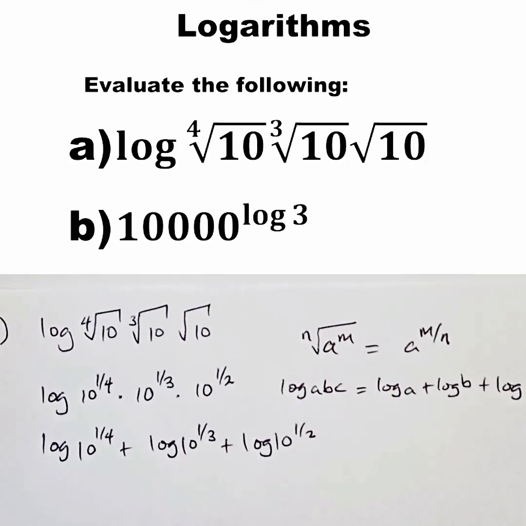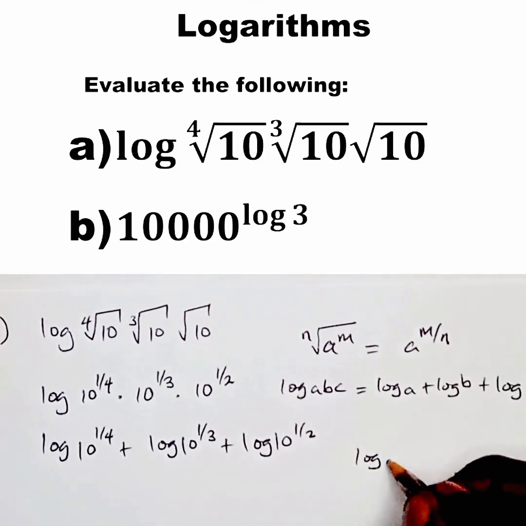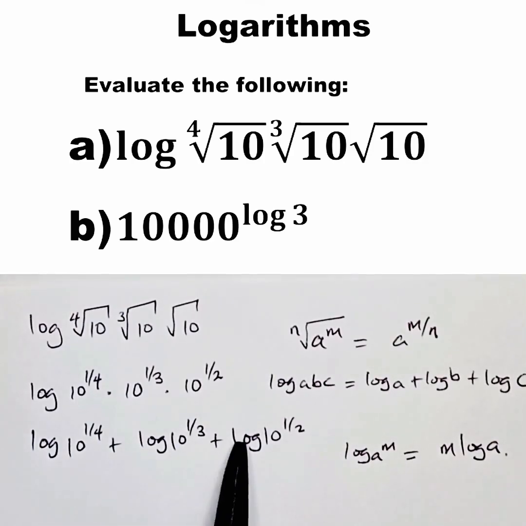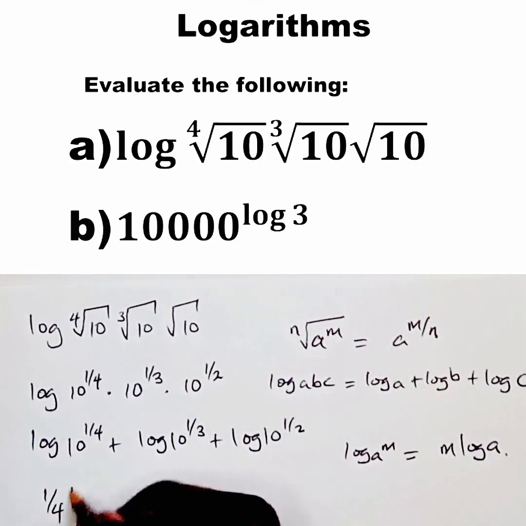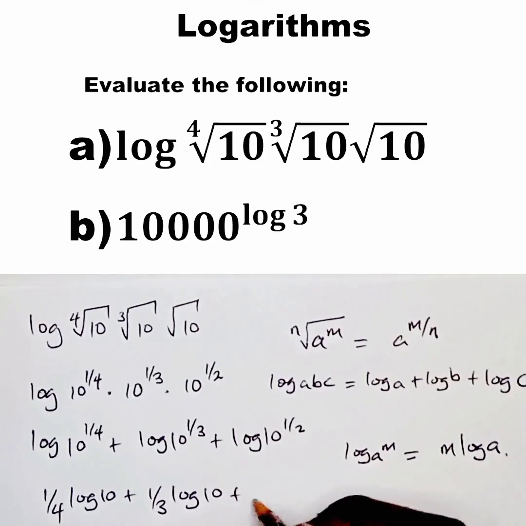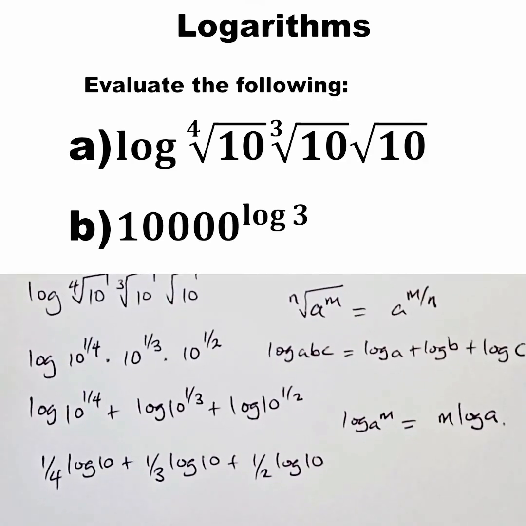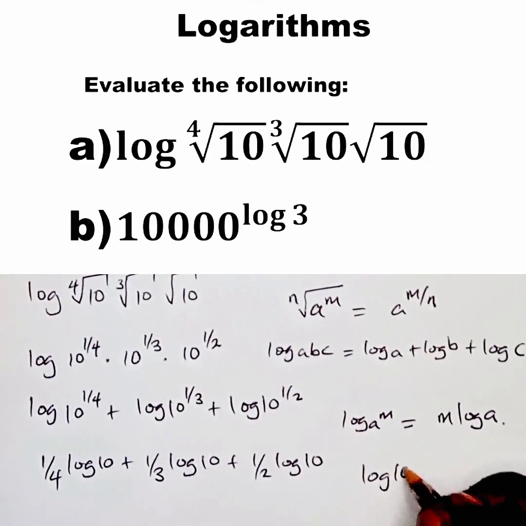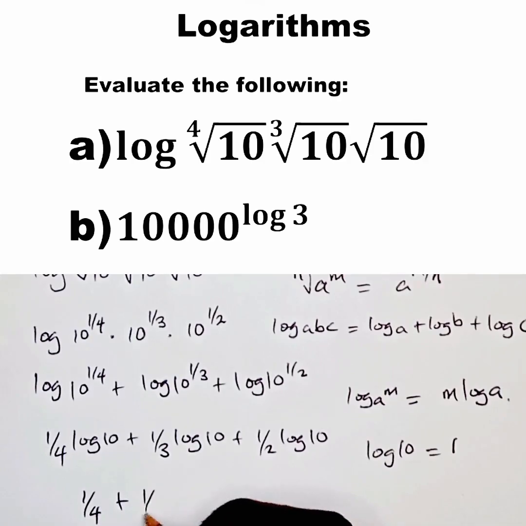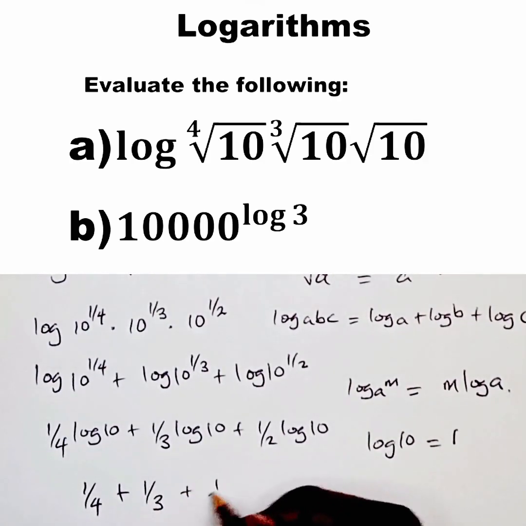Okay, now we're going to use again another law of logarithms that says log a to the power m is equal to m log a. So we're going to use it on that one. Then we're going to have 1 over 4 log 10 plus 1 over 3 log 10 plus 1 over 2 log 10. And now you know log 10 is equal to 1. So we are going to have 1 over 4 plus 1 over 3 plus 1 over 2.